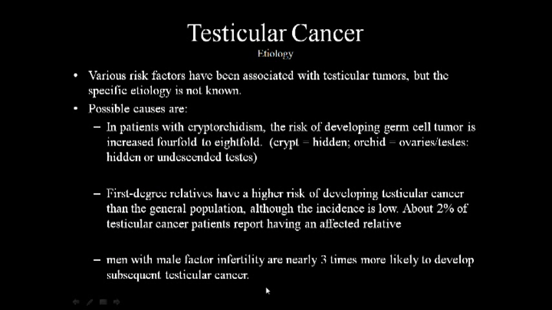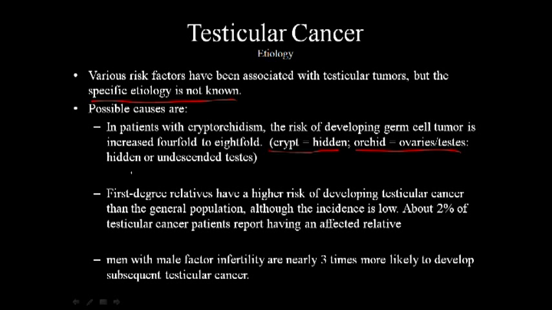Various risk factors have been associated with testicular tumors, but the specific etiology is not known, so we really don't know what specifically causes testicular cancer. Possible causes: in patients with cryptorchidism, the risk of developing germ cell tumor is increased fourfold to eightfold. Crypt means hidden. Orchid is the ovaries or testes. In this case, it is going to be the testes, and it results in undescended or hidden testes, which means that maybe they didn't develop as well.